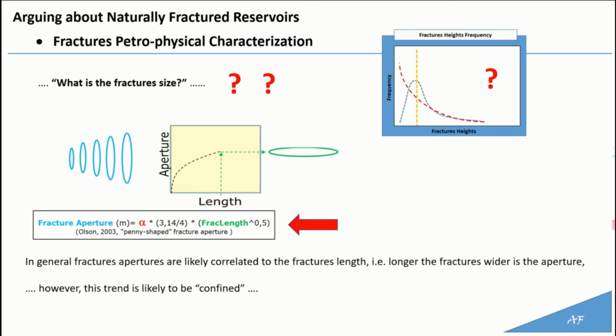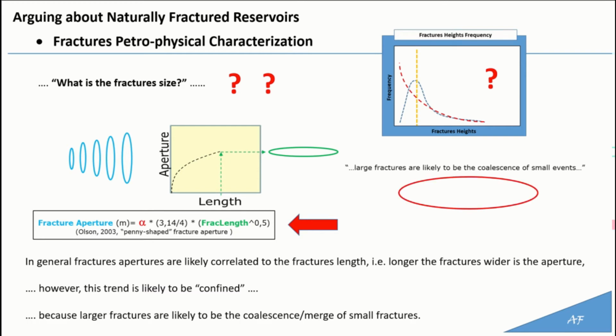However, this growing trend is expected to be confined because the larger fractures should be the result of the coalescence or merge of small fractures rather than just a single growing event. Therefore, considering analog outcrops data, a confining cap value should be assumed.